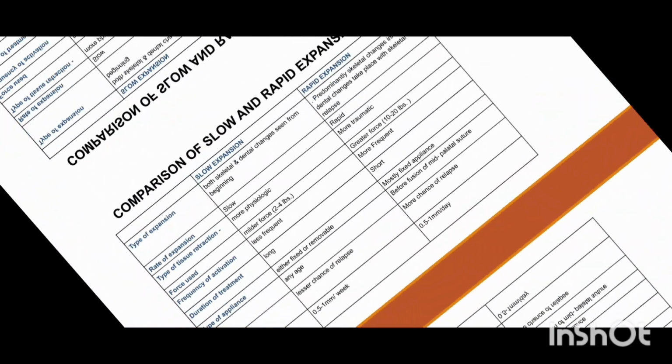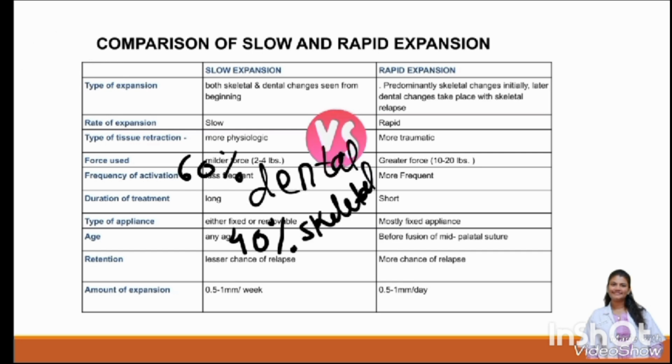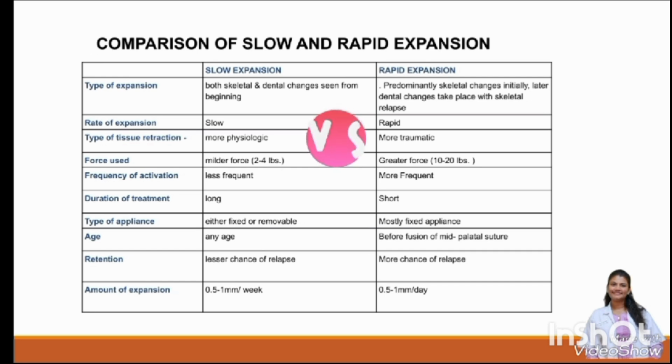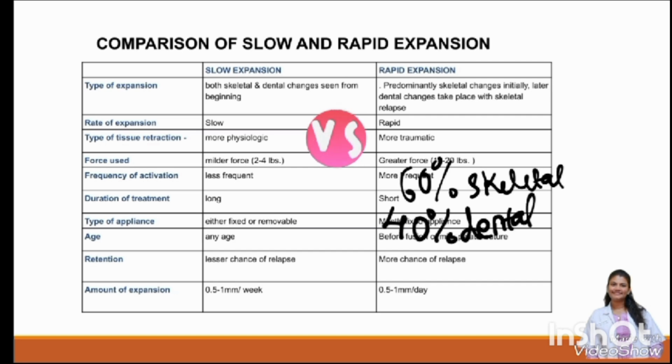Comparison of rapid and slow expansion. There are different points which create a comparison. First is type of expansion. In slow expansion, there are both skeletal and dental changes from the beginning, with 60% dental changes and 40% skeletal changes. In rapid expansion, predominantly skeletal changes are seen initially, later dental changes are seen with skeletal relapse. So there are 60% skeletal changes and 40% dental changes.